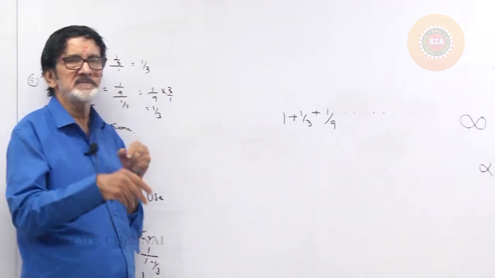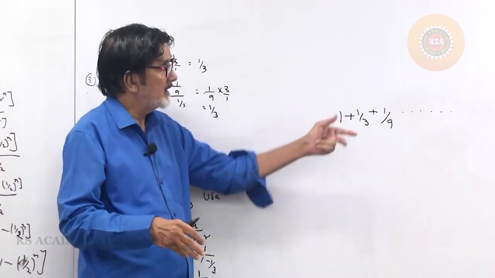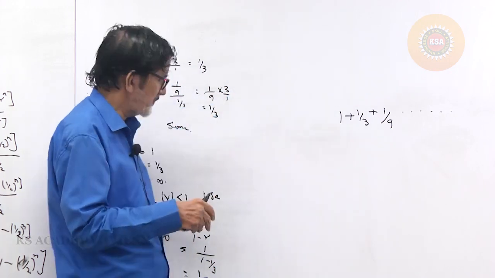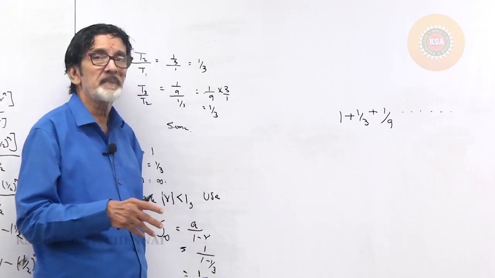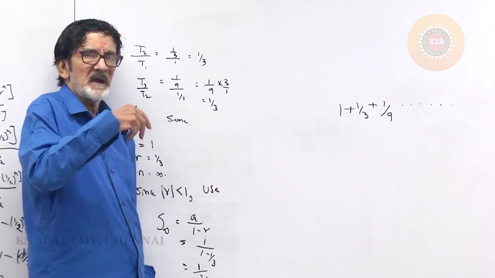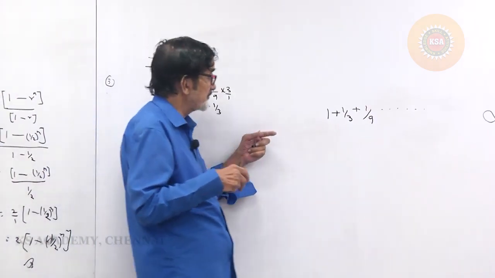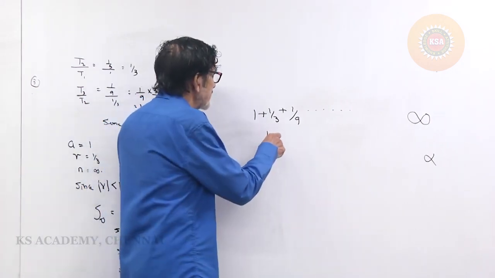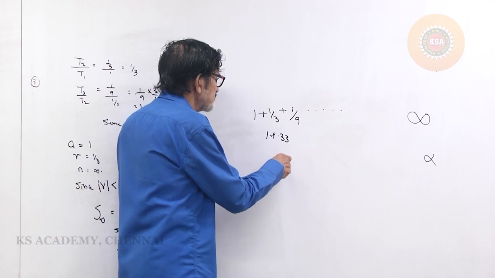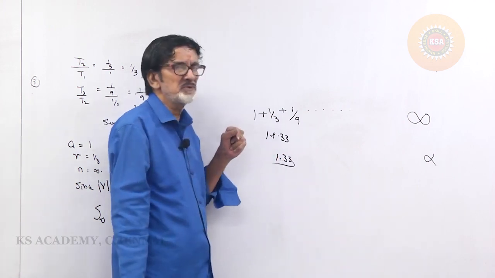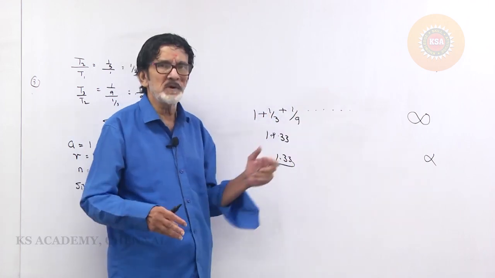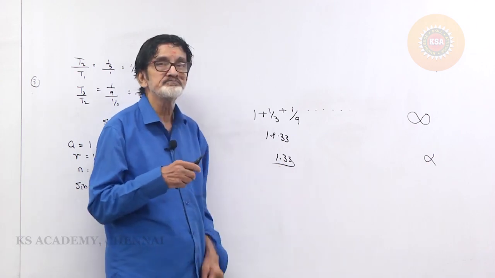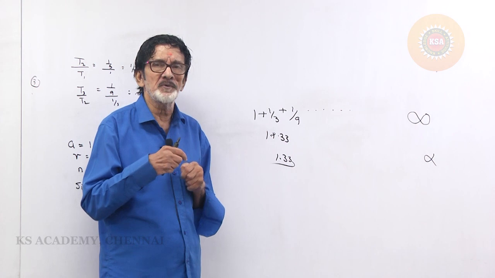Infinite terms I am asking you to add. How many terms? Crore terms you are adding. What is the answer? 3 by 2, 1.5. Infinite terms I have added, the answer is 1.5. First two terms alone you add: 1.33. First 3 terms: 1.33. The remaining crore terms, if we add, the contribution is 0.17.